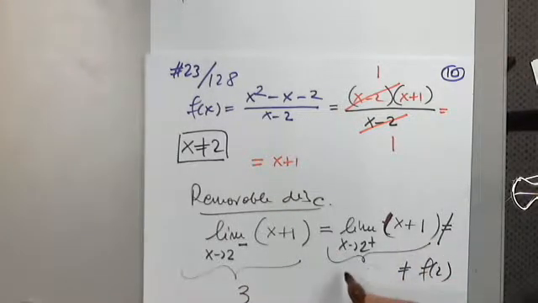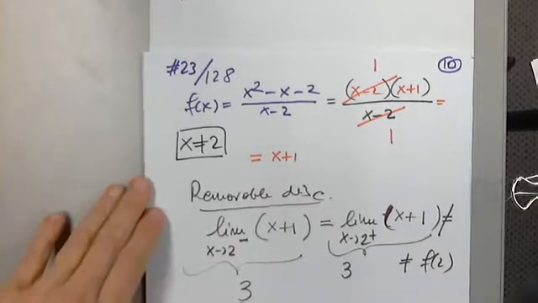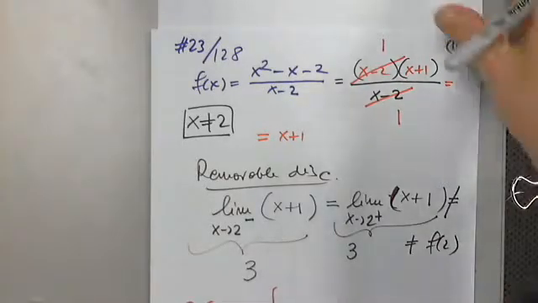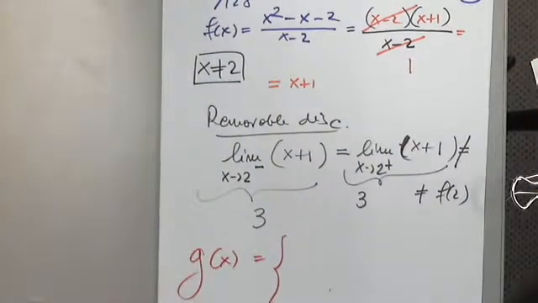Perfect. How much is this? Good. So is this x equals 2, or does this function have a removable discontinuity at 2? Yes, because both limits are the same. Now the problem is asking us to create a new function using the given function that will be continuous everywhere.